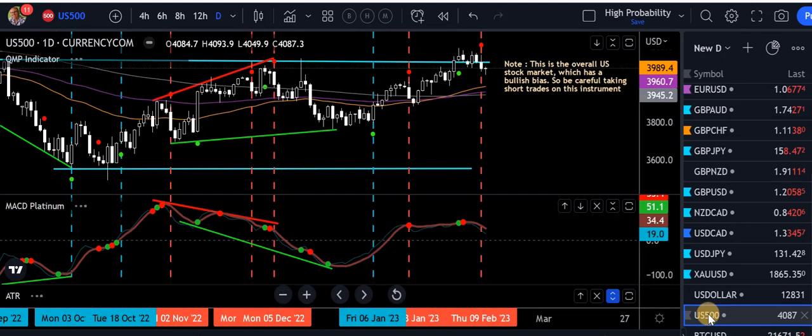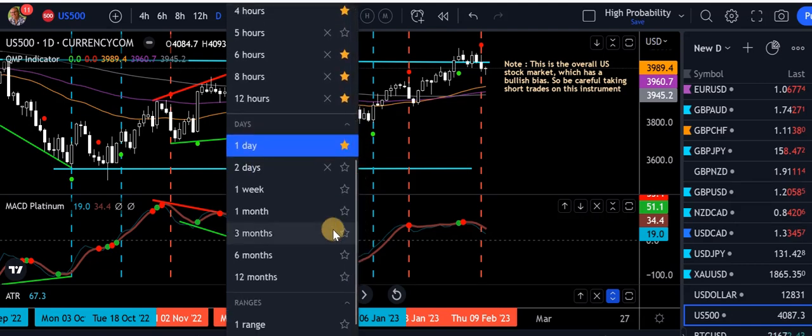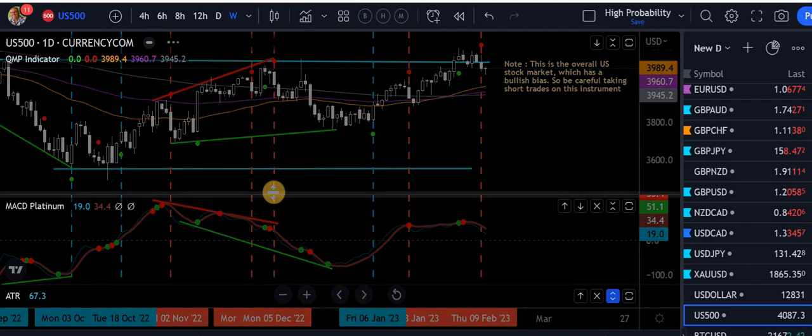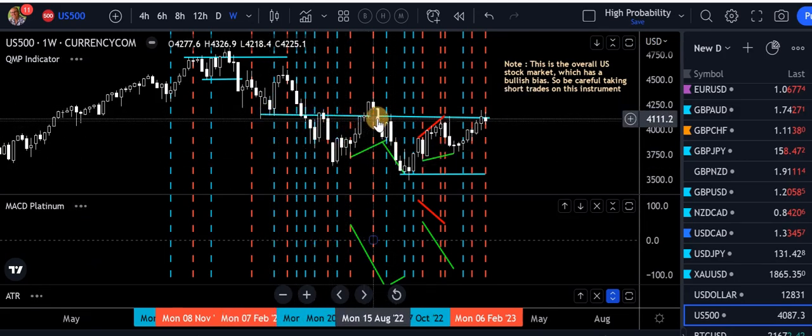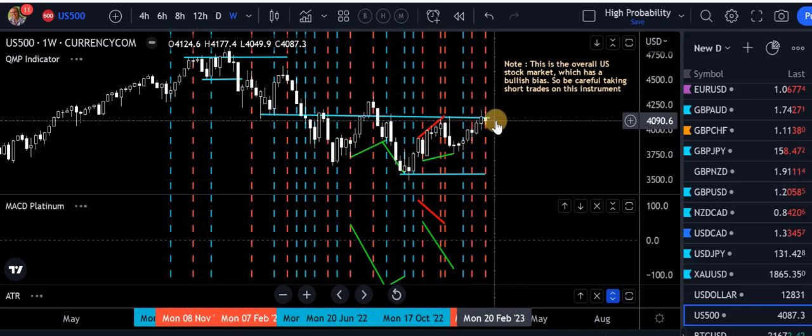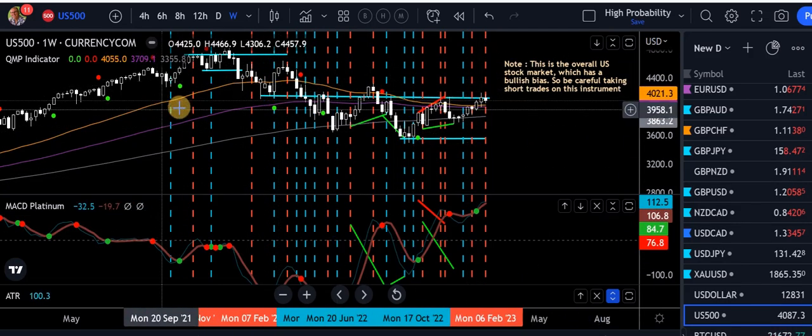US 500, the US stock market. And here is this line that's been there forever. Let's go to the weekly chart. If you watch my videos, you'll know this line's been on there forever. I drew this months ago, and it's still there being respected. Have a look at that. Don't worry about all the lines; these are all my trade signals since I've been doing the videos, just showing you what it's like.